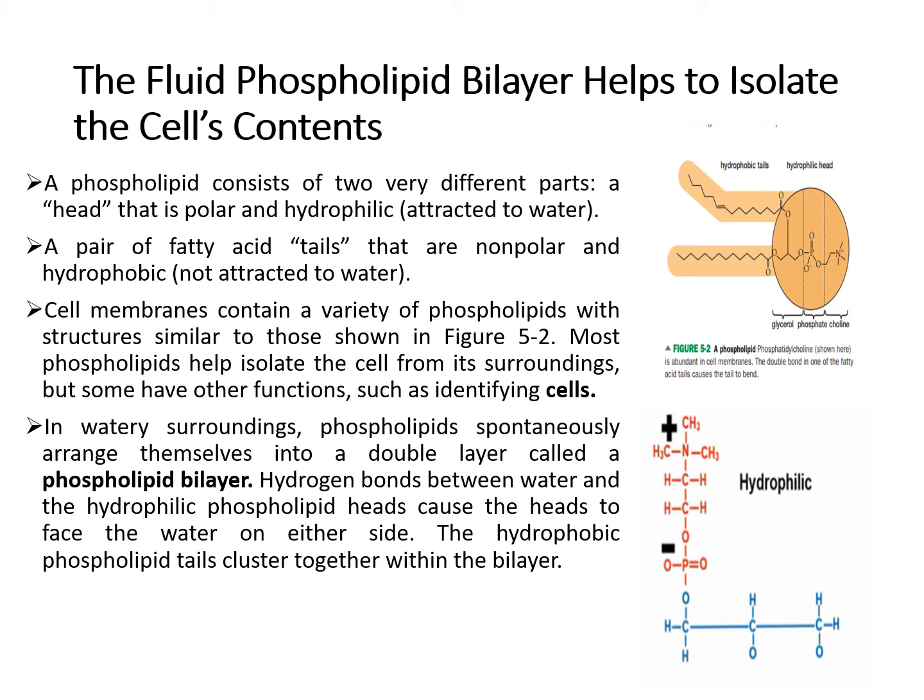Cell membranes contain a variety of phospholipids with structures similar to those shown in the figure. Most phospholipids help isolate the cell from its surroundings, but some have other functions such as identification of cells. For example, lipids with carbohydrates attached on a red blood cell membrane identify blood as type A, B, AB or O. Other glycolipids help in identifying a cell belonging to a specific individual.